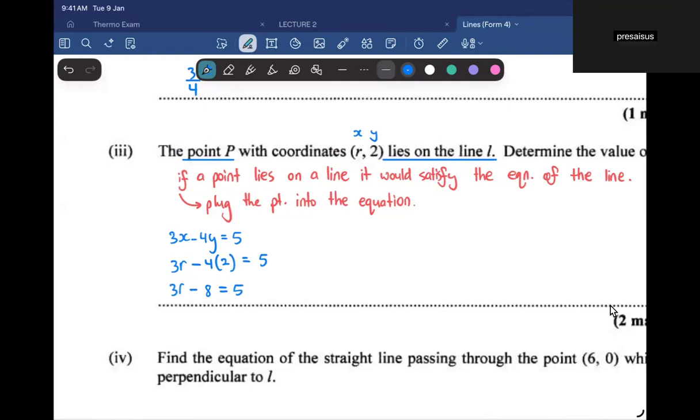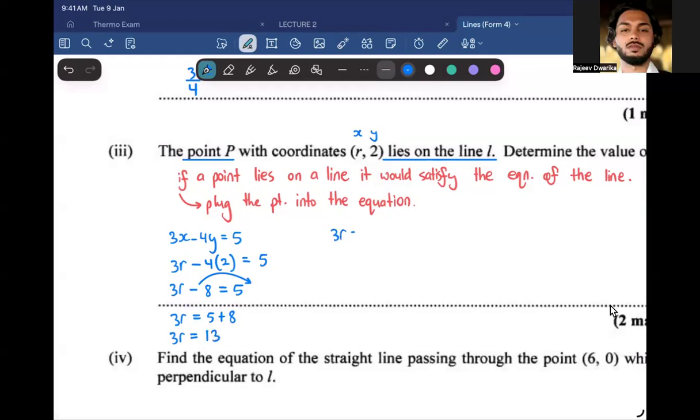We have to move across that 8. If you're trying to find R, only R terms should be on the left-hand side. And the R term is 3R. So we have to leave that over there. What we need to move across is minus 8. Minus 8 becomes positive 8. So 3R is equal to 5 plus 8. What's 5 plus 8? 13. So we have 3R is equal to 13.